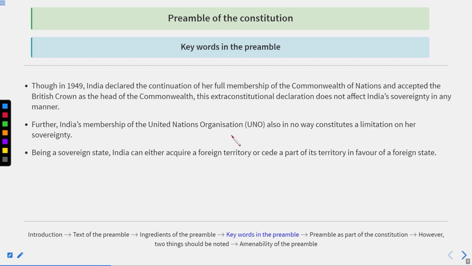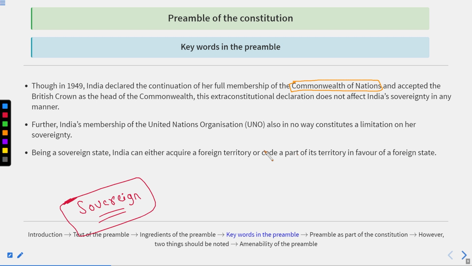So in 1949, India declared the continuation of her full membership of the Commonwealth of Nations and accepted the British Crown as the head of the Commonwealth. This extra constitutional declaration does not affect India's sovereignty in any manner. So basically what happened, however in the preamble we said that we are a sovereign nation. It means that we are fully independent. Okay, but still in 1949 India continued its journey as a member of the Commonwealth of Nations.